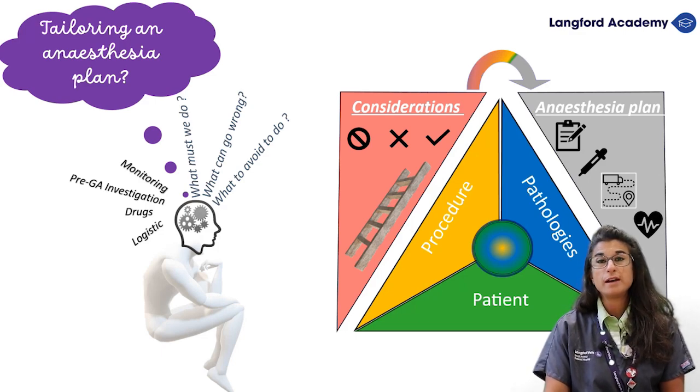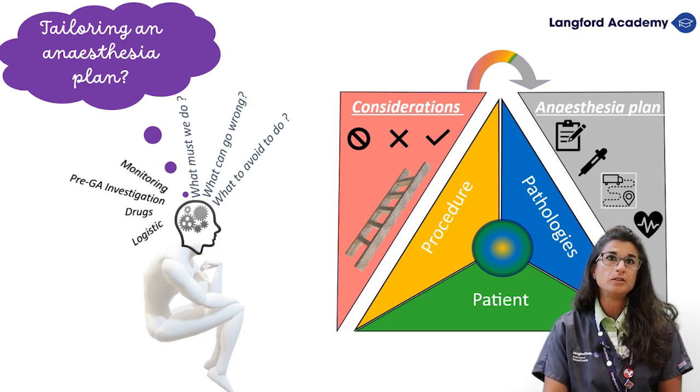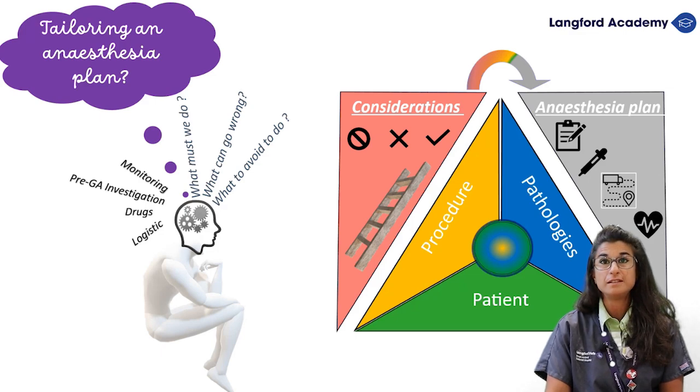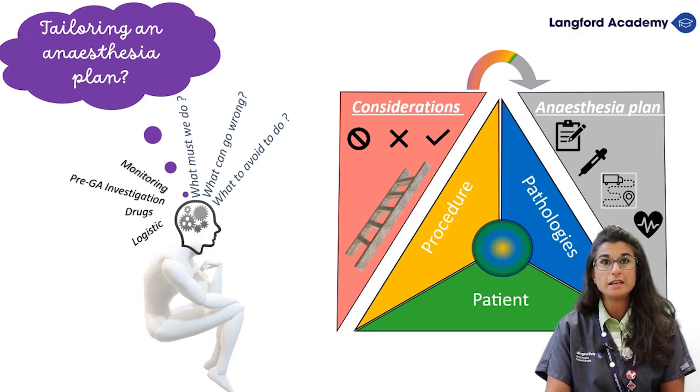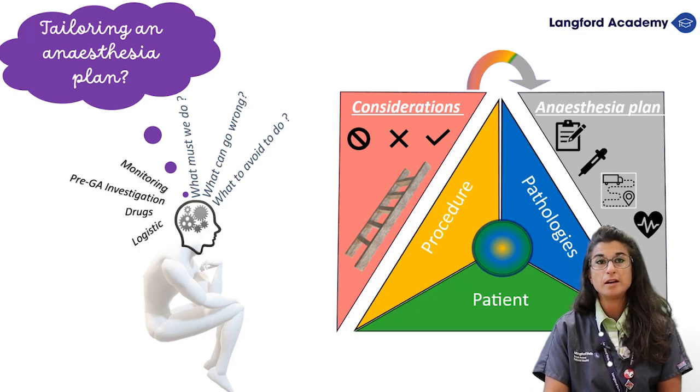After that, to produce an anesthesia plan, you want to think about pre-GA investigations. Are there any that you need? The drugs that you should give or want to give, the logistics of the procedure and regarding the patient as well, and also the monitoring that you would need or that you have available.